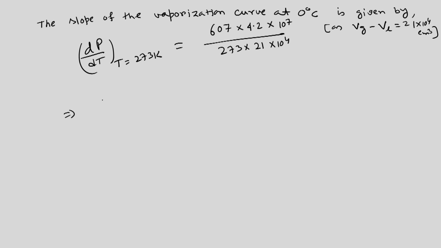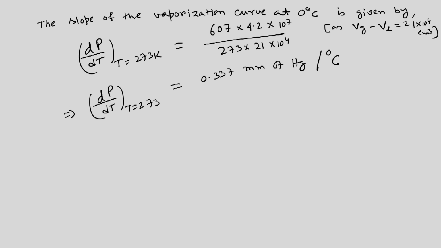Okay, so we get dP by dT is 0.337 mm of Hg per degree Celsius. So, this is the value of dP by dT for the vaporization curve. Okay. So, for the vaporization curve, the slope is 0.337 millimeter of Hg per degree Celsius.